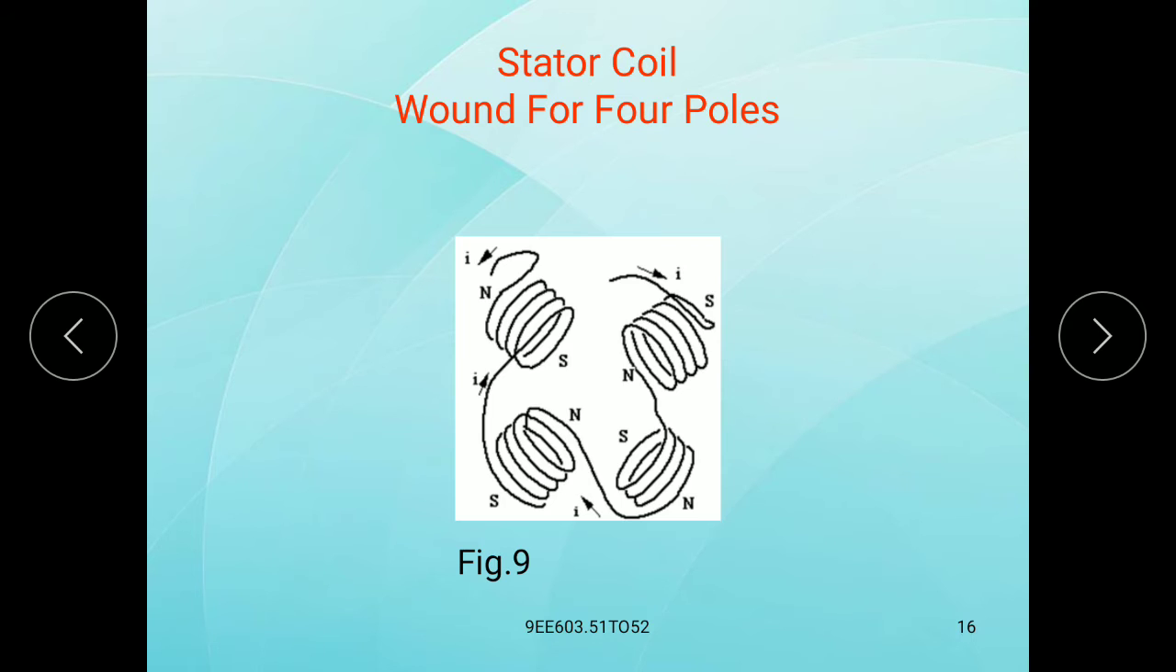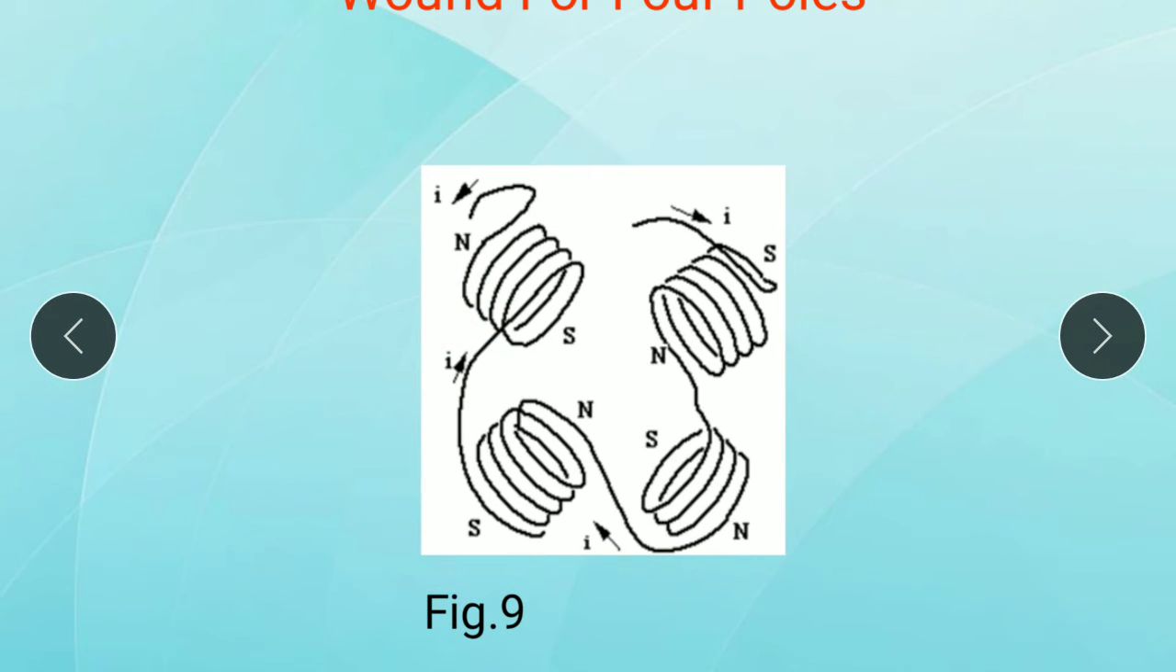Next, the stator. Here, how is it wound? In the stator, the coils are wound for 4 poles. Observe this very carefully. This is the north and this one is south: north, south, north, south, north, south. So these are the poles wound in such a direction.